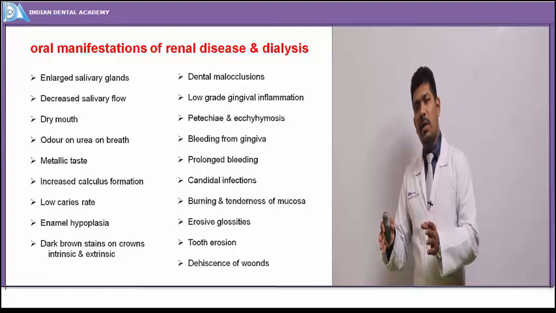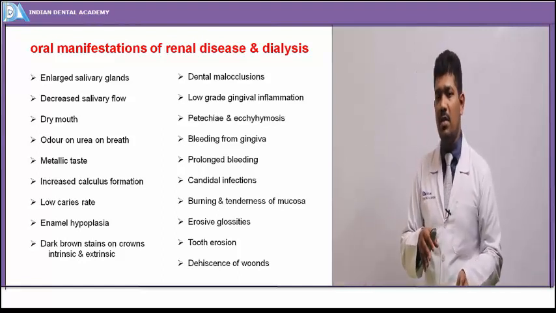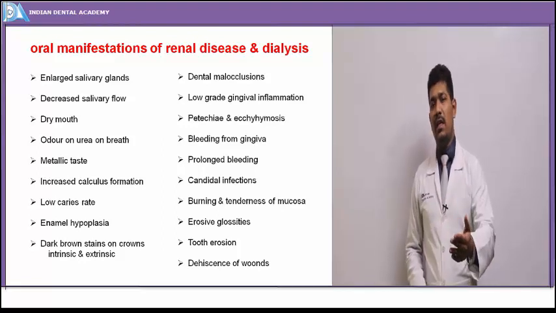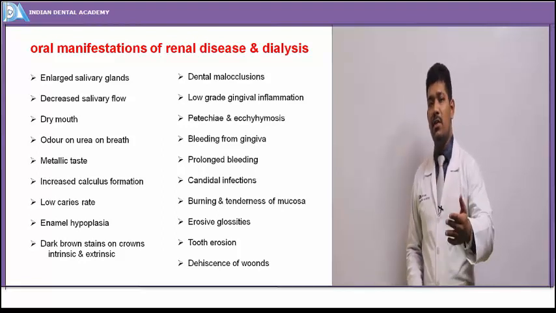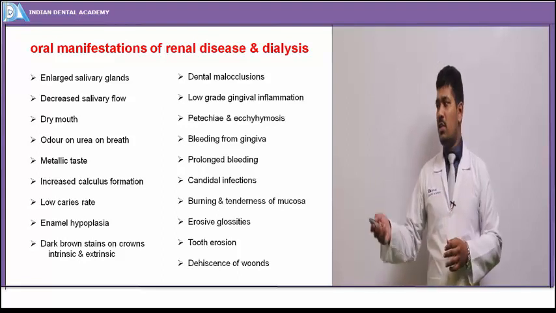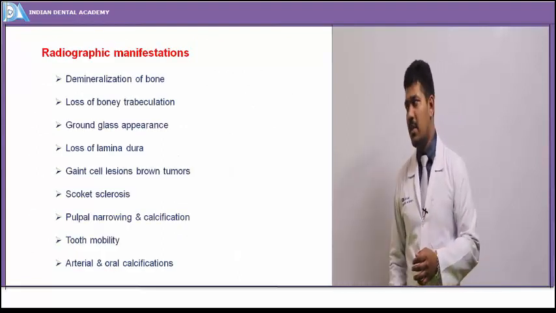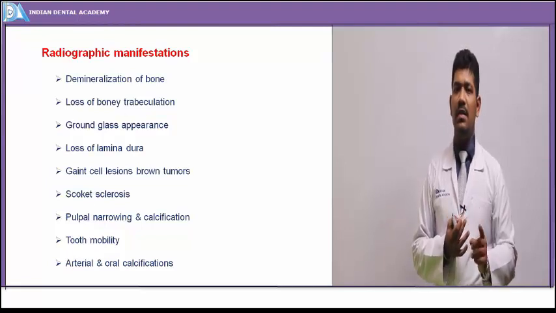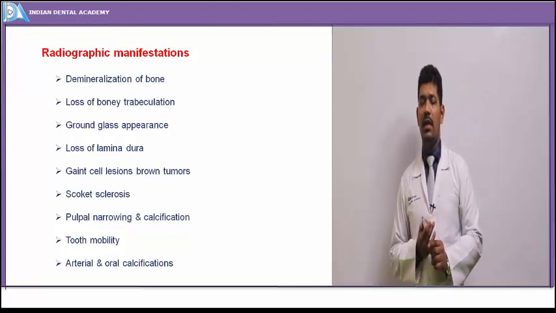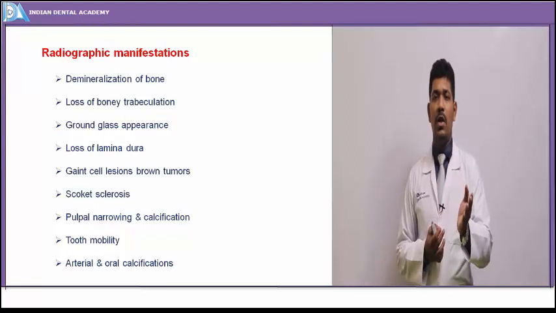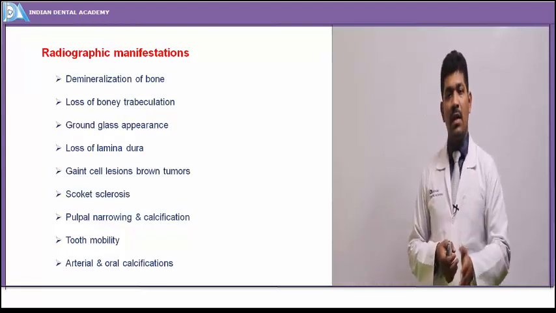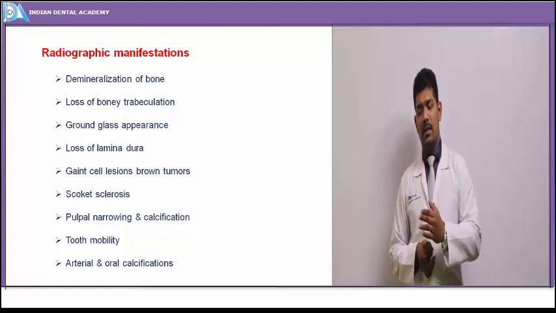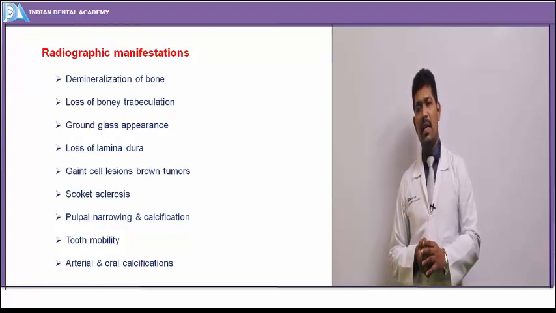Now, if you draw a link between these oral manifestations and the effect of renal function upon the bony structures, you can come up with the radiographic manifestations. We know that active vitamin D is synthesized within the renal system, that is your kidneys. So, because of the lack of vitamin D, there is a decrease in the serum or blood calcium level.